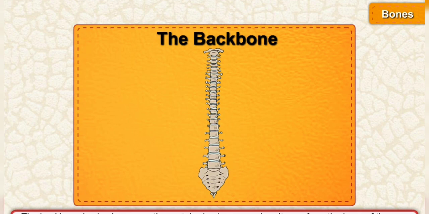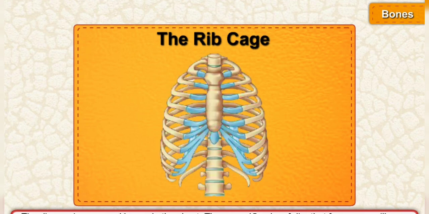The backbone. The backbone is also known as the vertebral column or spine. It runs from the base of the skull to the lower back. It is made up of 33 small bones called vertebrae, joined with each other. These bones help us to bend and twist our back. The backbone protects the spinal cord. The rib cage.